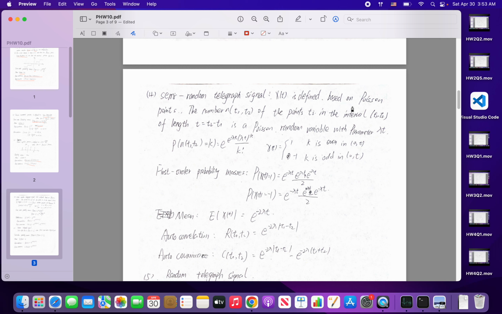And for question 4, the semi-random telegraph signal is also based on Poisson points. So the probability is this, and X(t) is 1 when k is even, and -1 when k is odd, in the interval 0 to T.